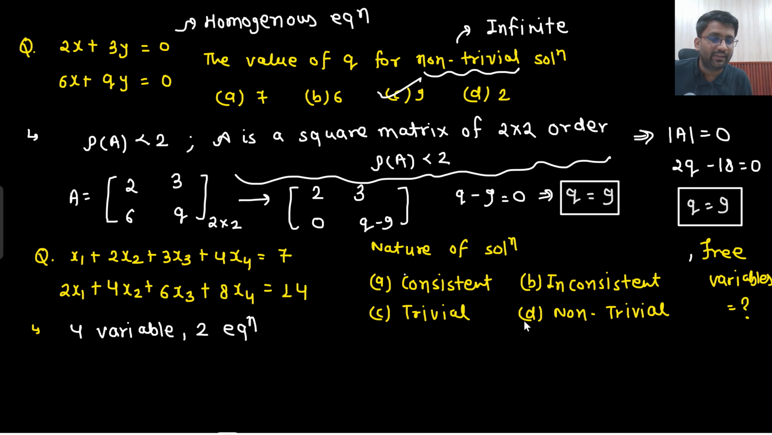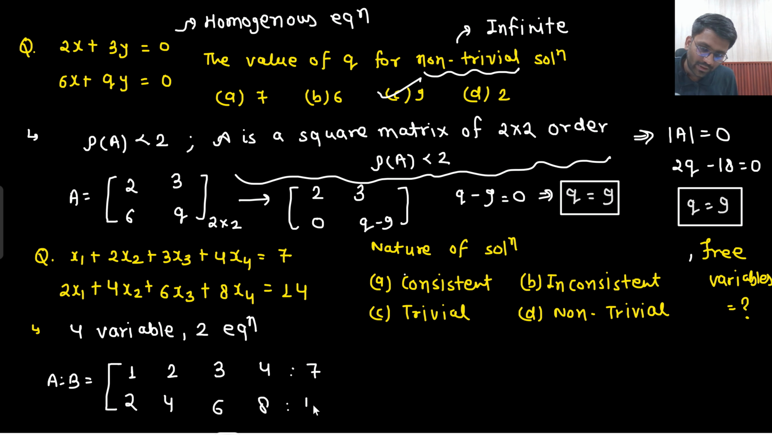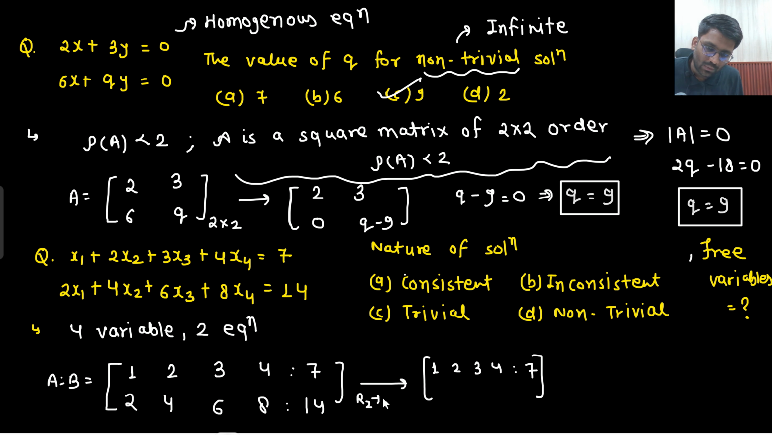Are you able to understand this point? So directly, never ever conclude that it will be non-trivial or inconsistent. Always check. What do you need to check? A augmented B you need to check. What will be your A augmented B? 1, 2, 3, 4 augmented 7. 2, 4, 6, 8 augmented 14. Can you apply the transformations? Yes, sir. When I apply the transformation, what will I get? 1, 2, 3, 4 augmented 7. And what I am doing is that in R2, I am replacing R2 with R2 minus 2R1. What will I get, sir? 0, 0, 0, 0 and 0. Right? Twice of R1 I have subtracted.